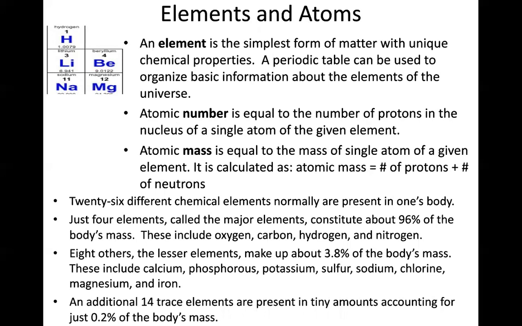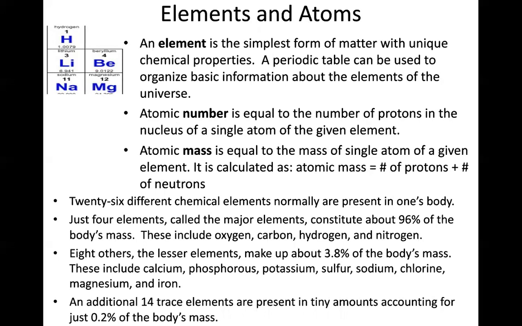9 minus 4 is 5. Very good. Does everybody see and understand that? Very good. Okay. Now we'll talk about electrons here and what numbers of those here after a bit.